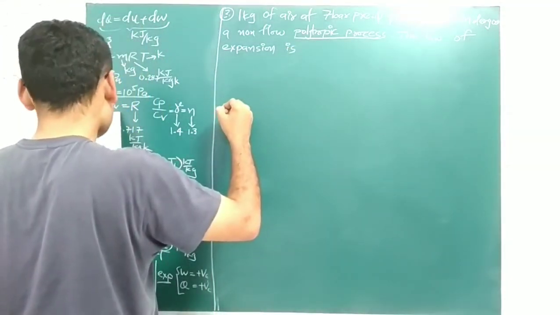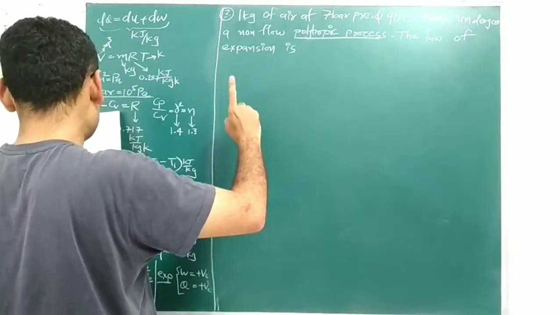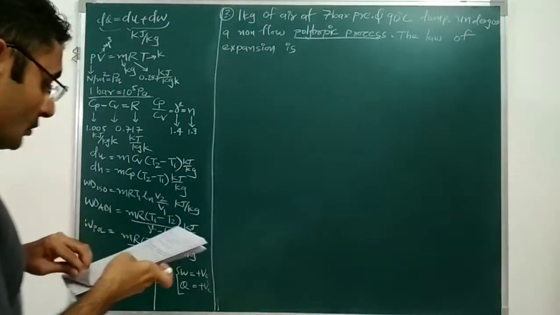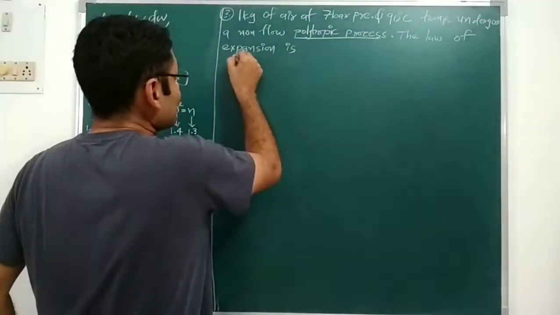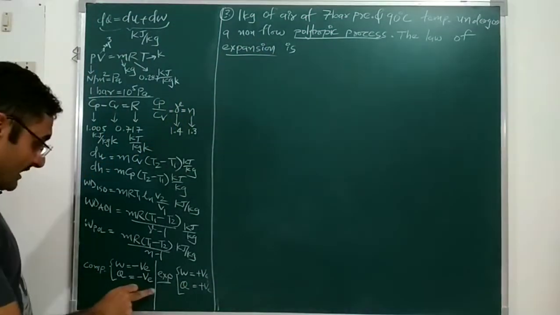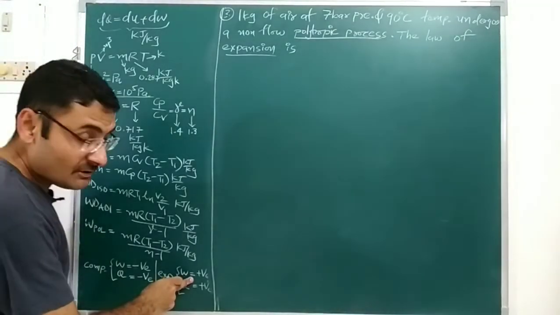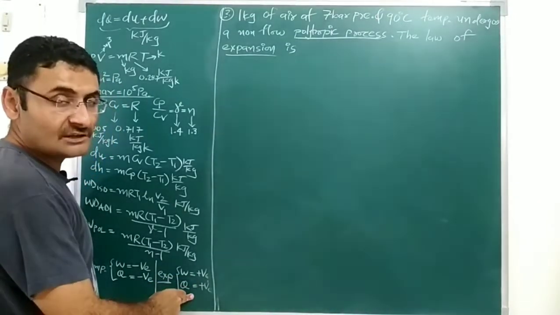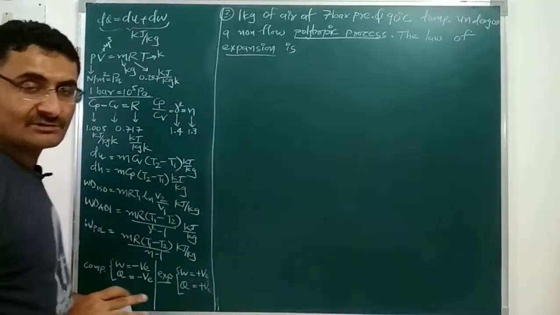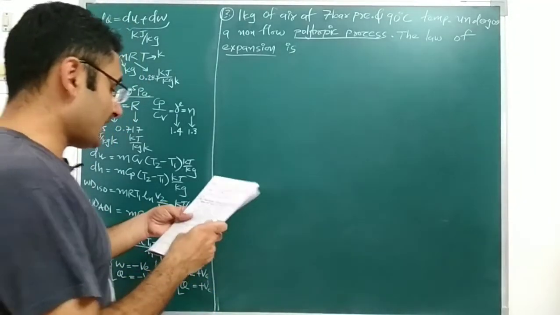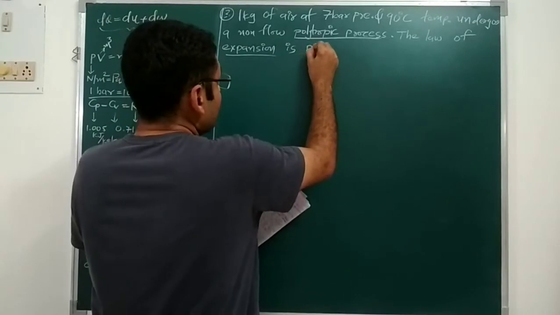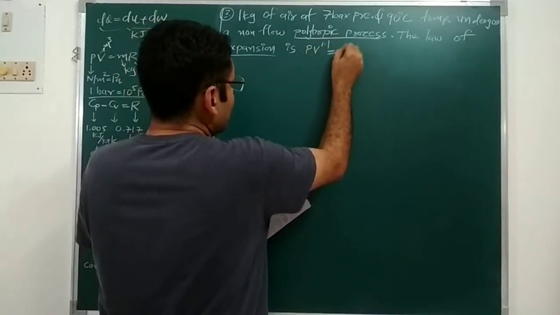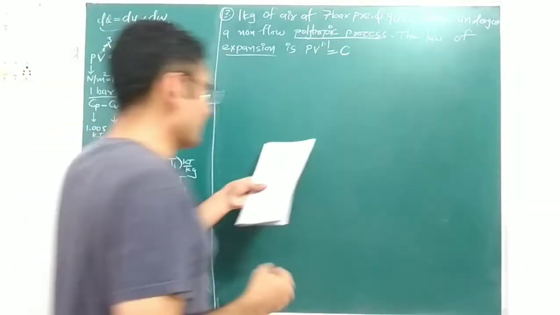The law of expansion is given, one thing is confirmed. That means which process? It is an expansion process. And for an expansion process, whatever work done and heat transfer answers you calculate must be positive. Only then your numerical will be correct. So the law of expansion is PV raised to 1.1 equals C.